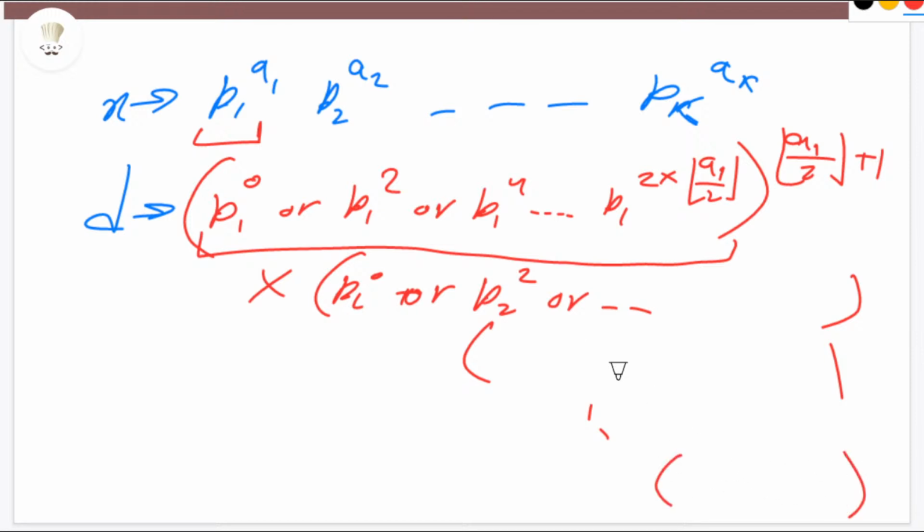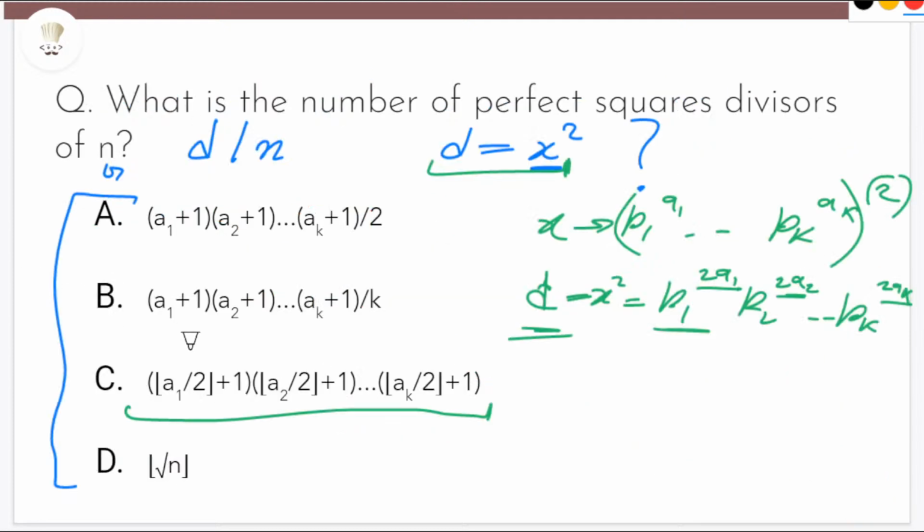Up until pk. Any number that we multiply from here, let's say we choose p1 to the power 4 here, we choose p2 squared here, we choose something here, we choose something here. Whatever we multiply, all of its prime powers would be even, and hence it would have a square root, right? So the total number of choices multiplied is floor of a1 by 2 plus 1, times floor of a2 by 2 plus 1, and so on, and this is the number of perfect square divisors of n, right?